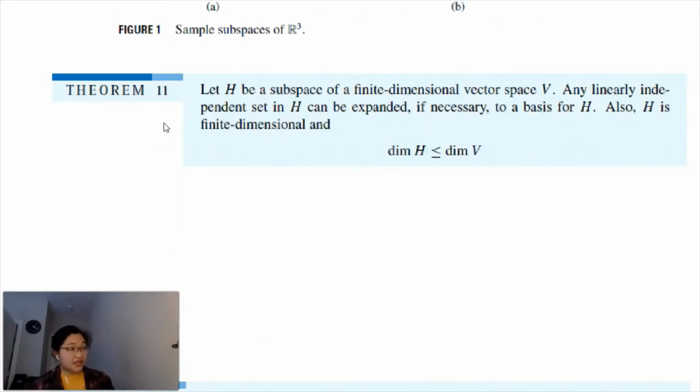Let H be a subspace of a finite dimensional vector space V. Any linearly independent set in H can be expanded, if necessary, to be a basis for H. And also, H is finite dimensional, and the dimension of H is going to be less than or equal to the dimension of V.